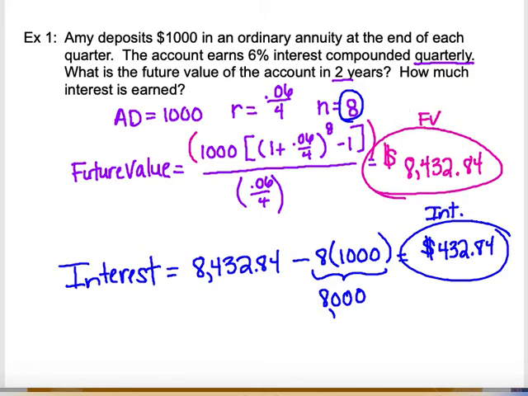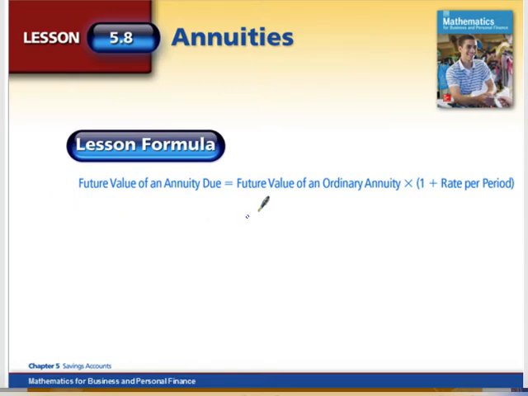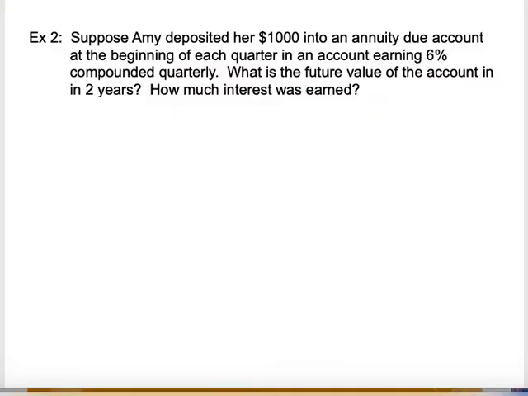So this is going to be the future value, and this is going to be the interest that we earned. Now, when I go to the next problem here, and I need to figure out if this was an annuity due problem, what I need to do is take my future value of the ordinary annuity, which I just did, and multiply it by one more interest rate. So we're going to take this same problem that we just calculated, and you'll remember here that our future value was $8,432.84.